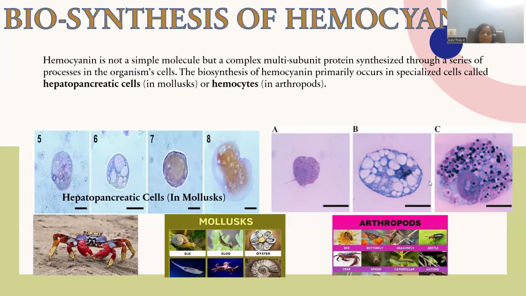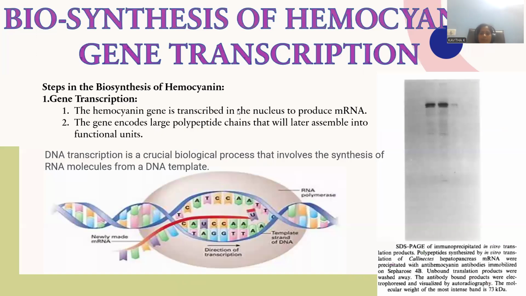Here you can also locate hepatopancreatic cells in various organisms, right? Here is the crab, here are the molluscan species, and arthropod species are also provided where hemocytes are the kind of organs where hemocyanin manufacturing is possible. This is where biosynthesis will originate, in either hepatopancreatic cells or else hemocytes. That depends upon the type of organism you are choosing. If molluscans, the fabrication is accomplished in hepatopancreatic cells, and in arthropods, hemocytes are responsible for the hemocyanin biosynthetic pathway.